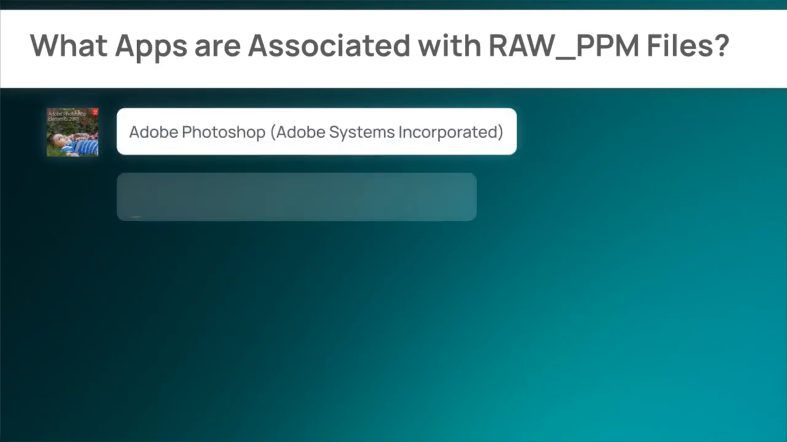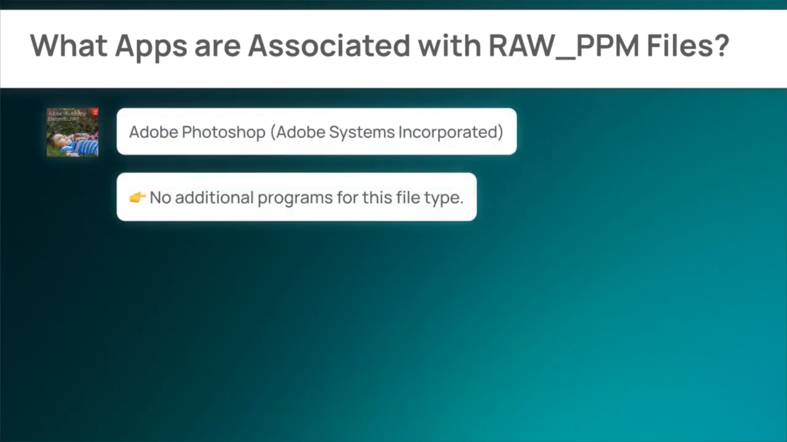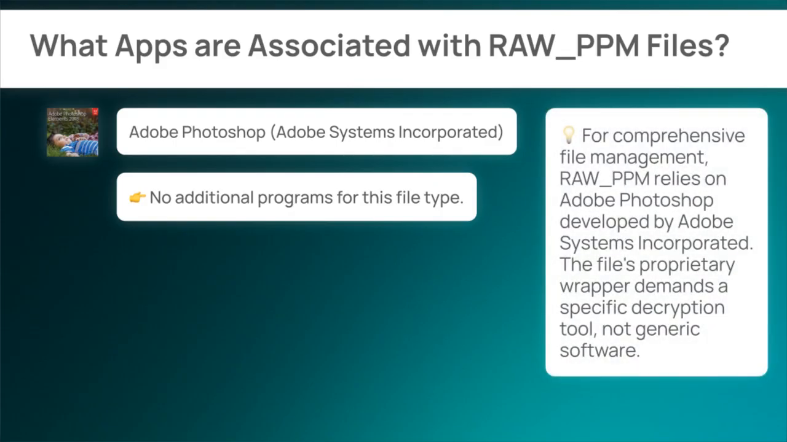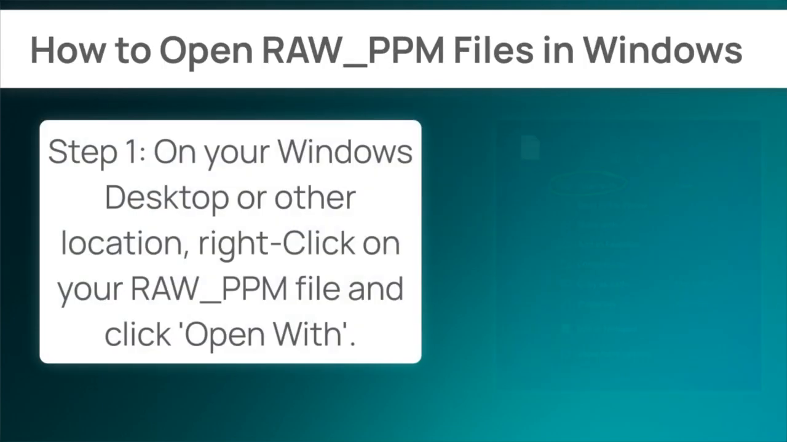We suggest testing the raw.ppm file first with the utility Adobe Photoshop from Adobe Systems Incorporated. The file's proprietary wrapper demands a specific decryption tool, not generic software. Windows handles common raster formats natively, but complex edits need specialized image editors. We are going to find the right reader.